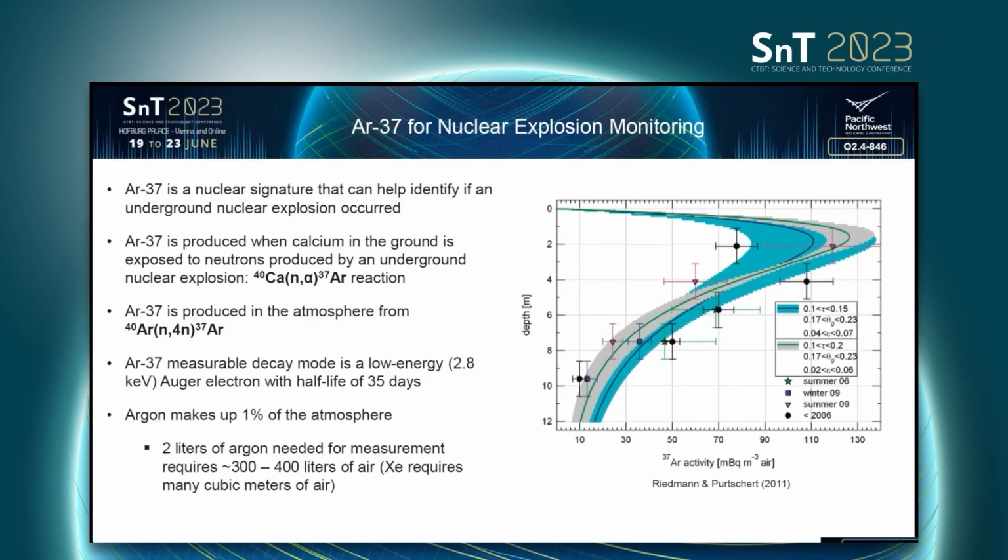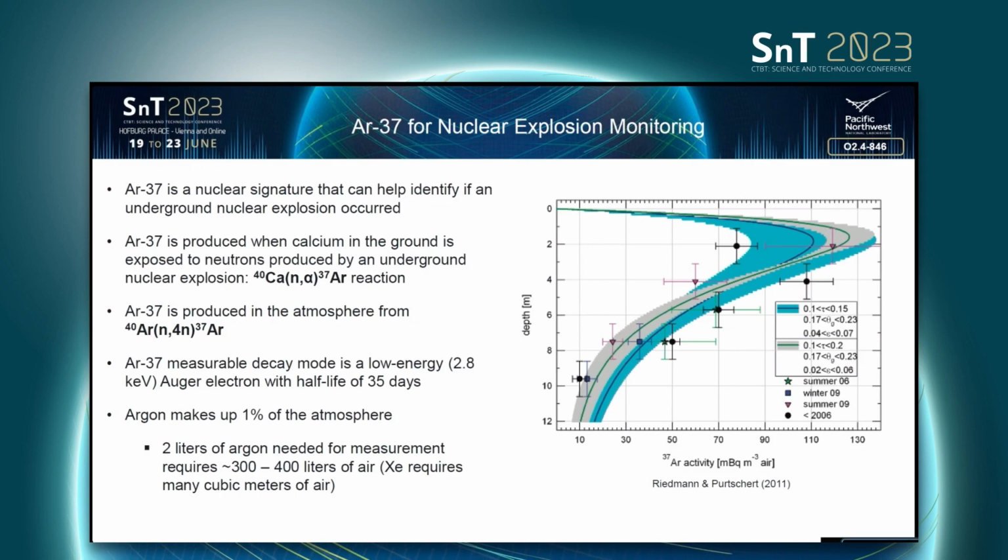So why do we care about Argon 37? Well, it's a great nuclear explosion monitoring signature. Argon 37 is produced from neutrons hitting the calcium in the soil, and the calcium turns into argon 37. That argon is non-reactive, just like xenon, and it can migrate up to the subsurface and escape into the atmosphere. It's also produced in the atmosphere, and not just from argon 40 to argon 37, but from anywhere there's a neutron source and there's calcium, you can get argon 37.